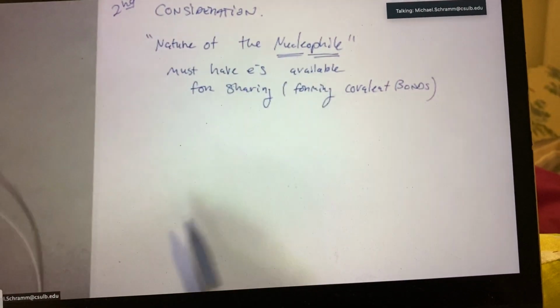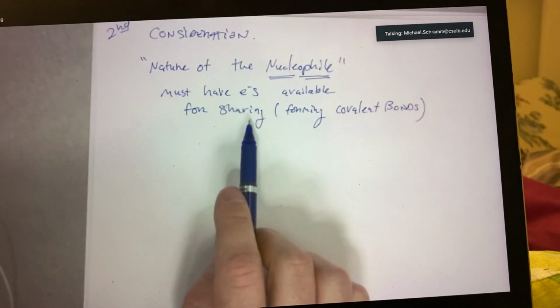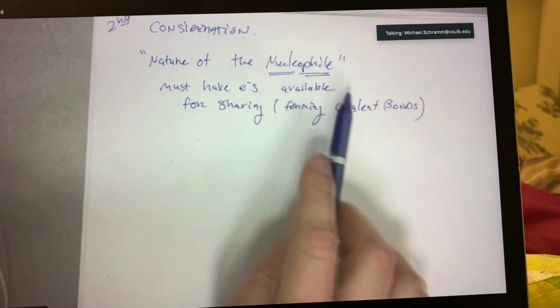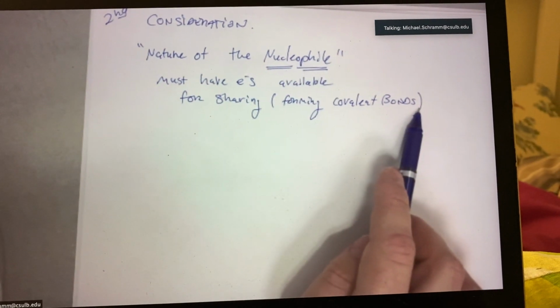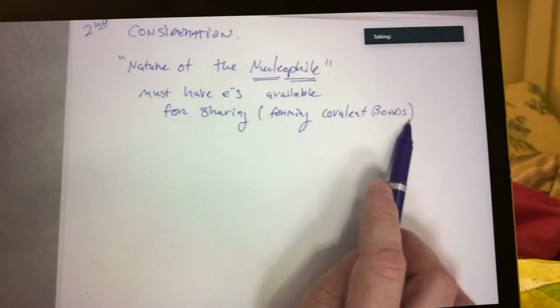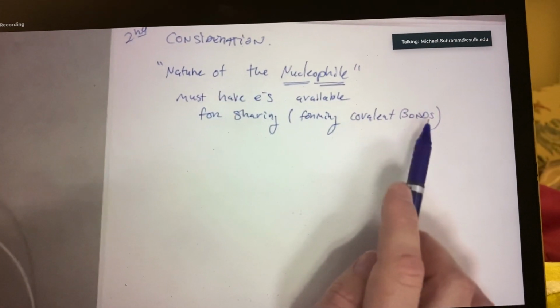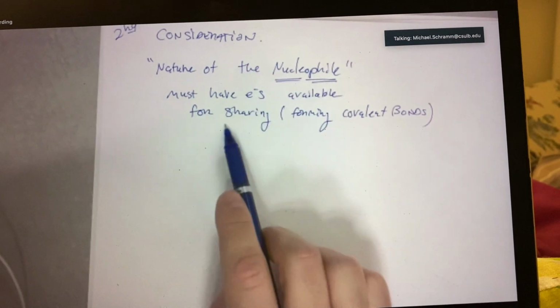So to be a nucleophile, it has to have some electrons that it can share, but our ultimate goal here will be to form a covalent bond. So nucleophiles will be forming covalent bonds with things that are missing electrons. So has to have electrons, has to want to share them.